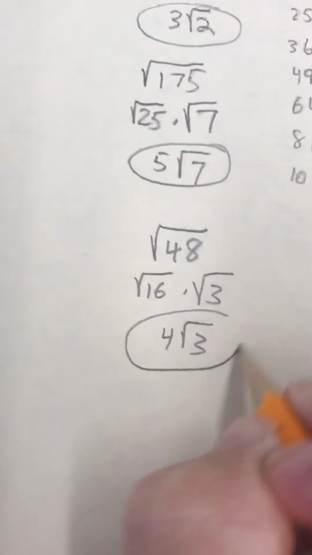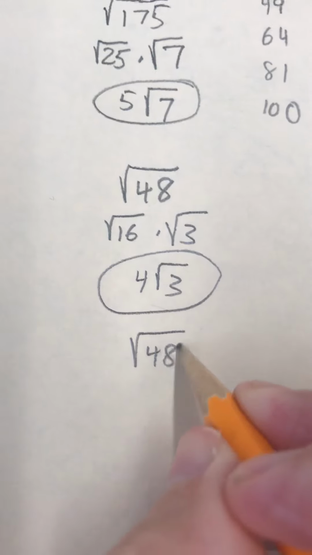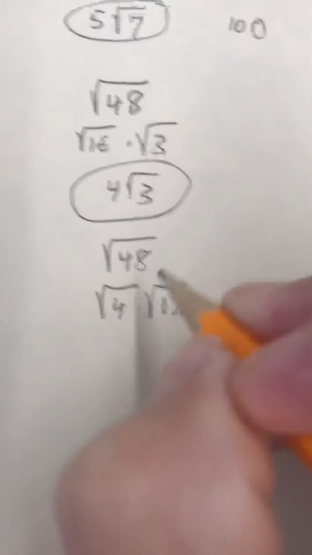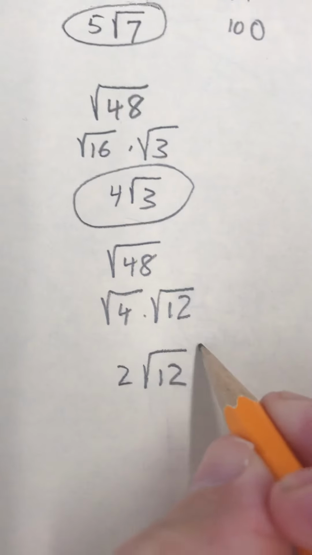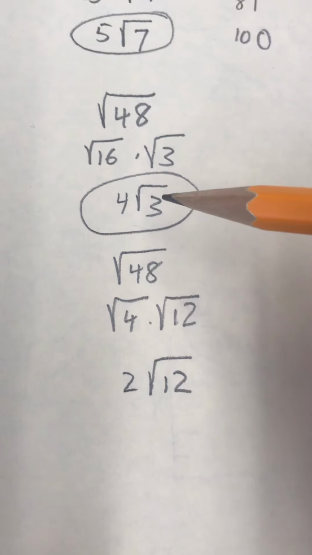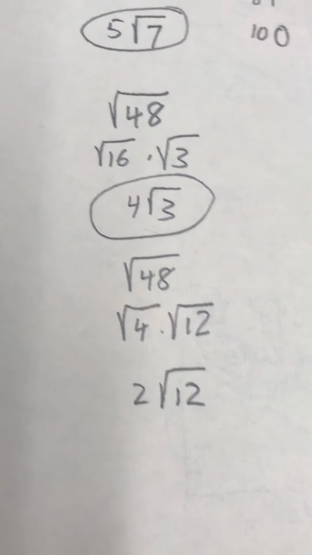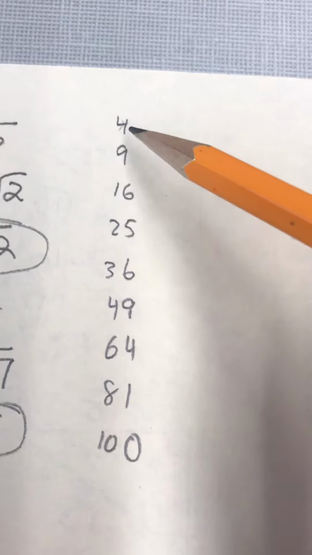Okay, that's the answer. Well, what happens if you chose 4? Let's just go through that. You would say, well, I know that 4 times 12 is 48, and you would end up with 2 radical 12. If you type 2 radical 12 into a calculator, you will get the same decimal value as 4 radical 3, and you would say to me, I did it. Why aren't you giving me full credit? Well, that's because radical 12 can be broken down by the 4.